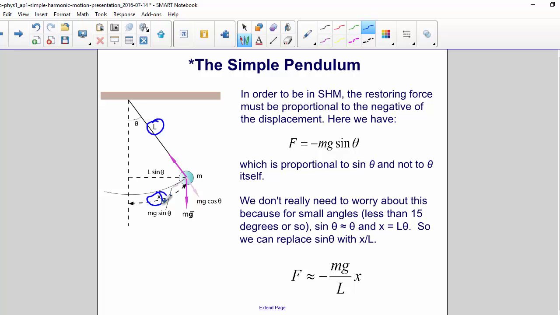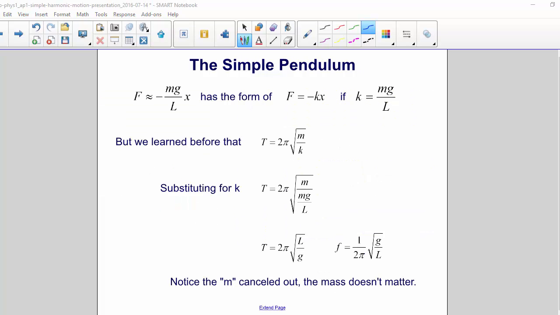So we have F is approximately equal to negative mg over L times x. F is equal to negative mg over L times x has the same form as F equals negative k times x, if k is equal to mg over L.